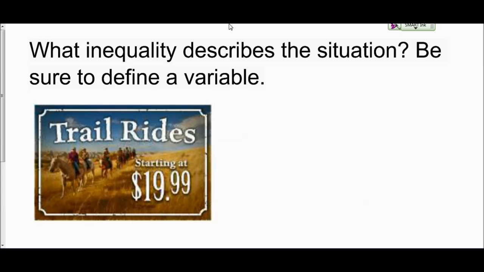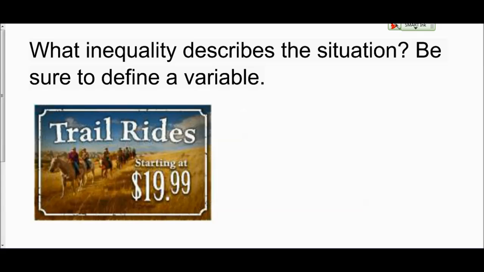So let's take a look at a problem, a situation. So what inequality describes the situation below? And be sure to define a variable. So again, part of math is we want to be able to use what we're talking about. Yes, I understand this is kind of a fictitious situation, but you'll understand the point, hopefully. So here's the situation. We're looking to go ride some horses, to go on trail rides. And, well, it starts at $19.99.